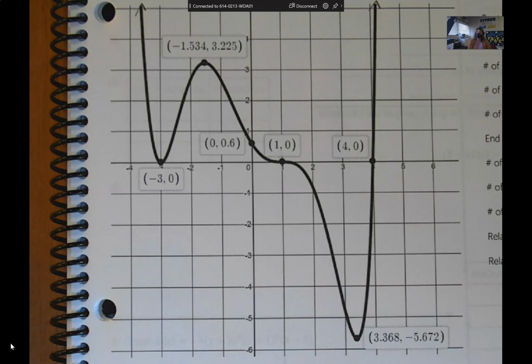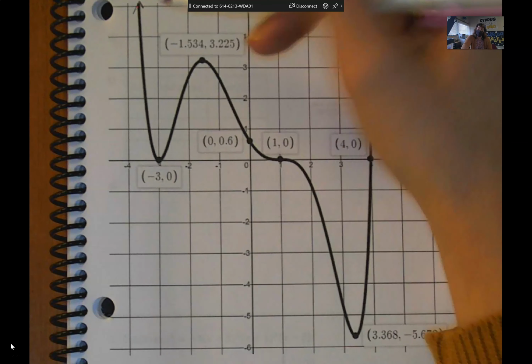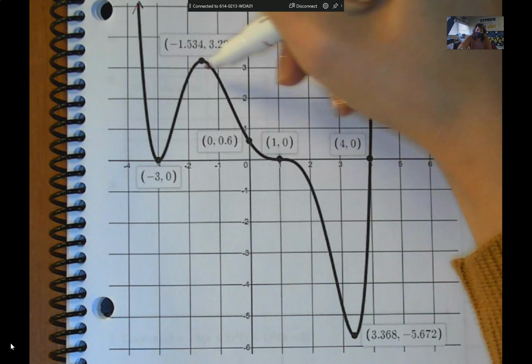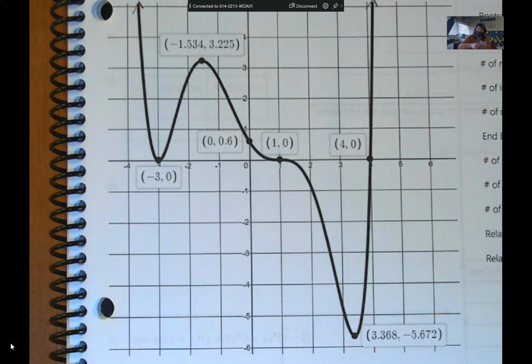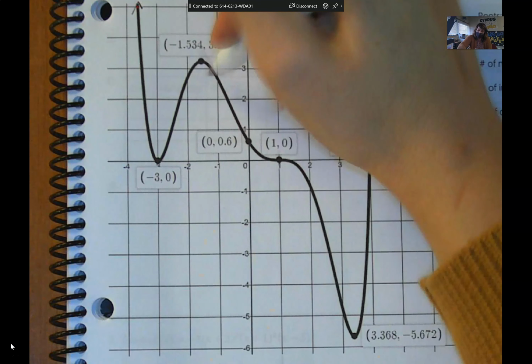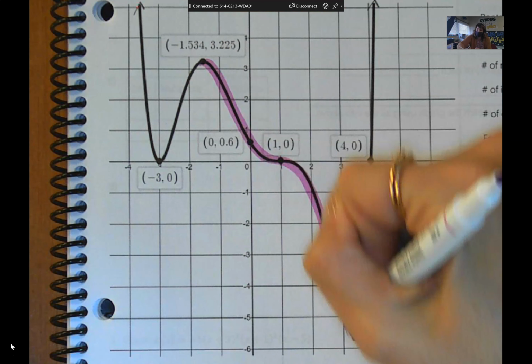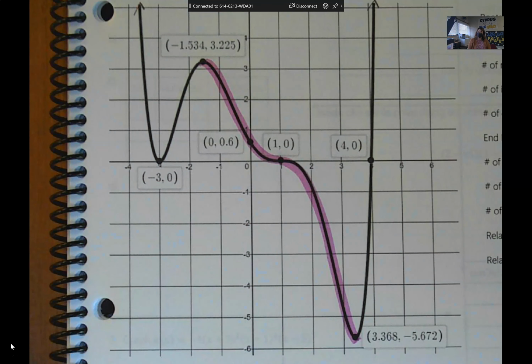Okay, show me. Two. So this counts as one. This counts as one. So this whole entire thing is one interval. That counts as one interval. Are we okay on that one now that you see it?